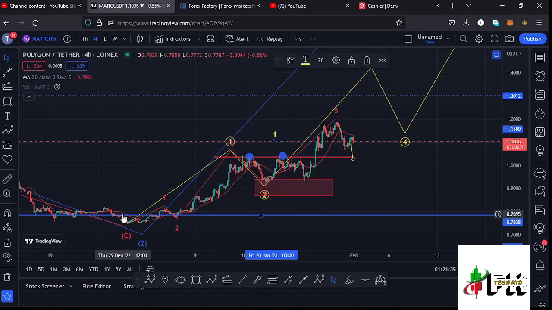So we can term that 5-wave structure to the upside as a larger Elliott wave count 1, making its peak at around the $1.19 mark. And having seen the formation of a larger Elliott wave count 1, whatever we can expect next is a corrective structure in the formation of a larger Elliott wave count 2.